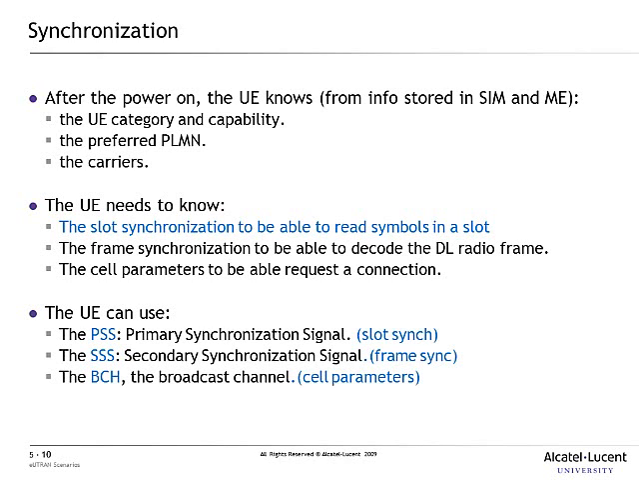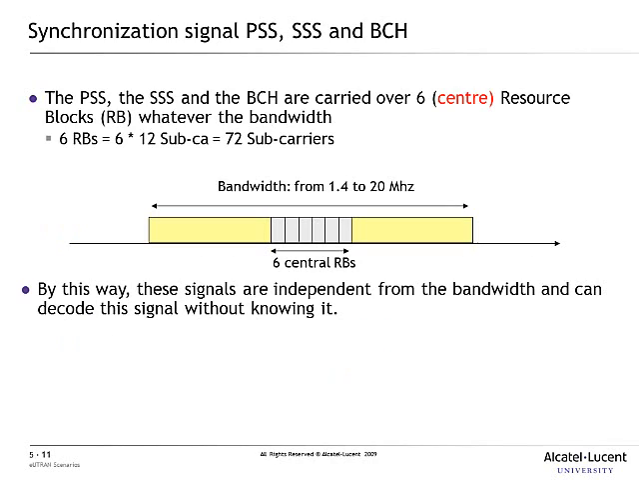Now, in order to perform this, it uses three important channels. The first channel is the primary synchronization channel, the second channel is the secondary synchronization channel, and the third channel is the BCH, the broadcast channel, which contains cell parameters. I've just brought it forward because it was not the best order.